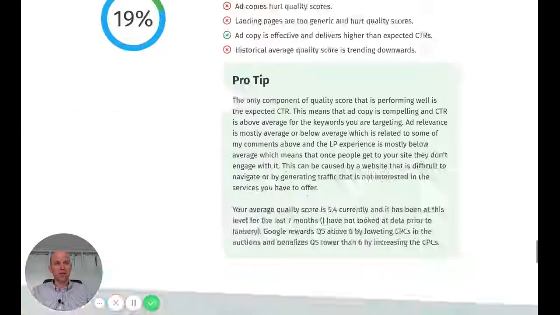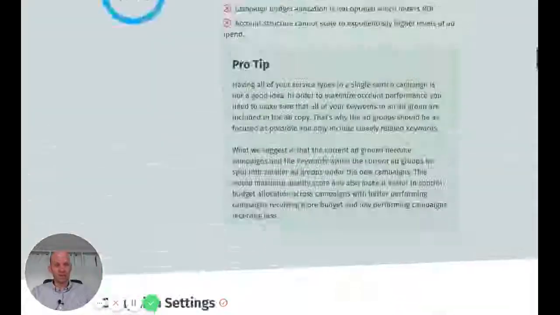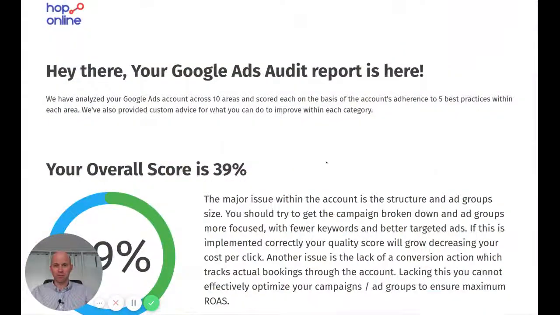So that is our Google Ads audit, and this is a sample of what you'd be receiving. We typically turn this around within 2 or 3 days.